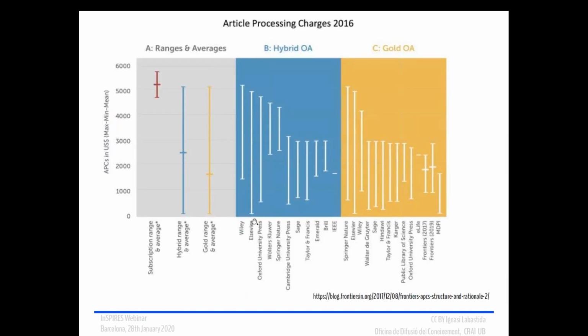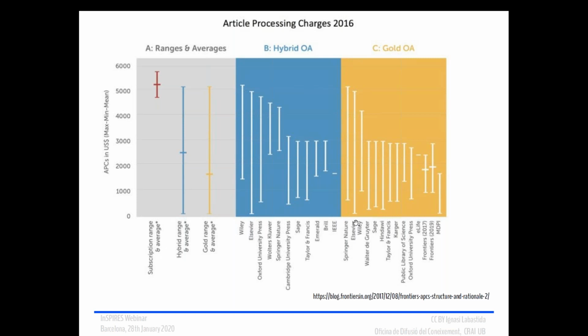As before, the prices have a very wide variation, and the prices are here in the blue part. As you see here, we also have all the typical or traditional publishers. We don't have here the open access publishers like Public Library of Science, Frontiers, or MDPI, because they don't use the hybrid model.